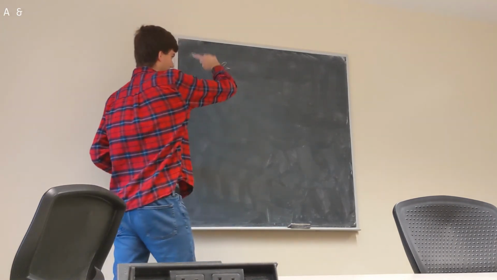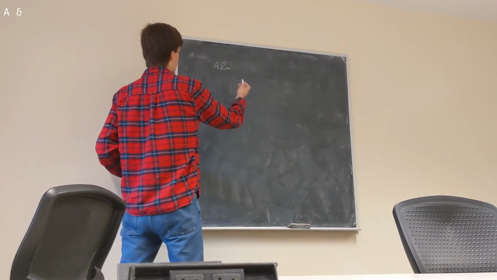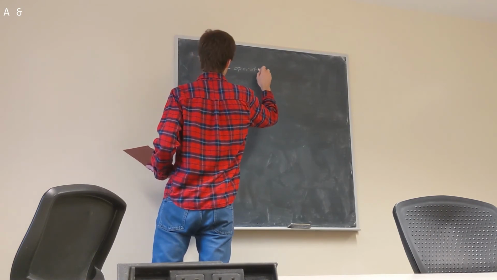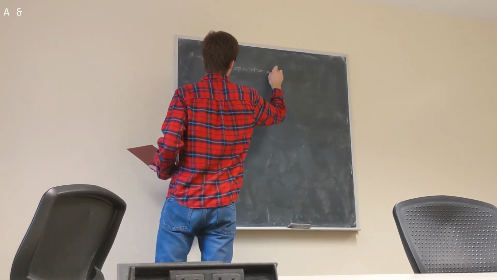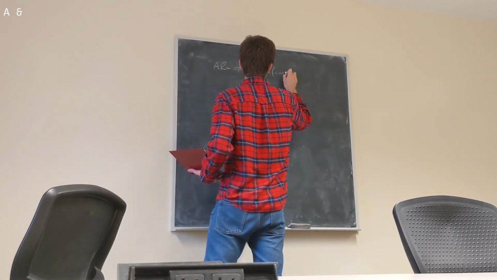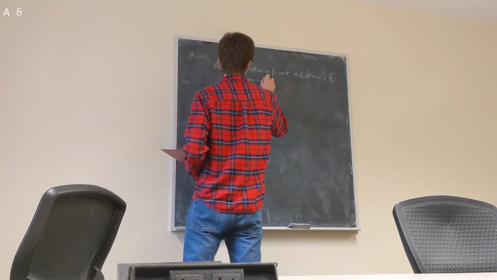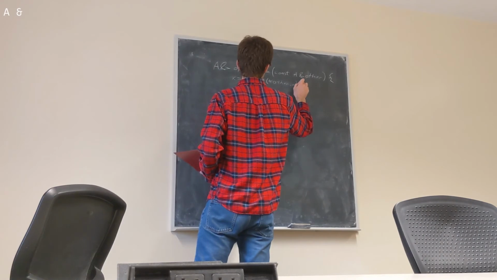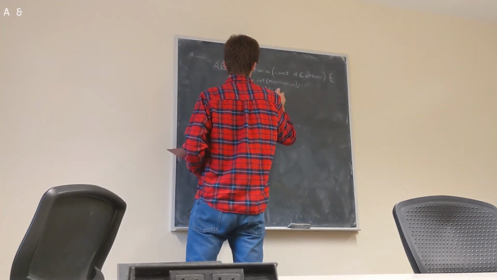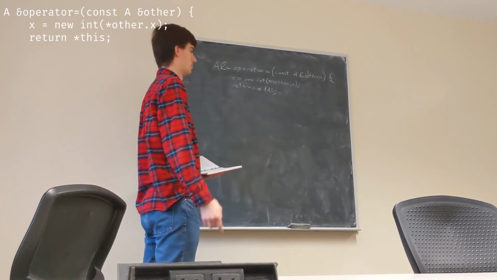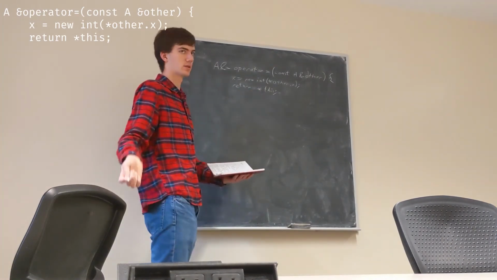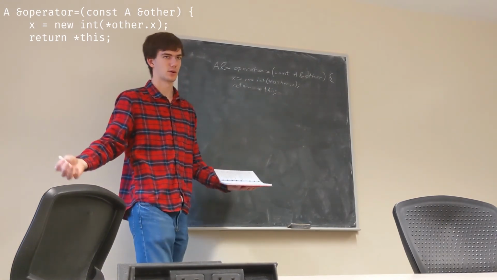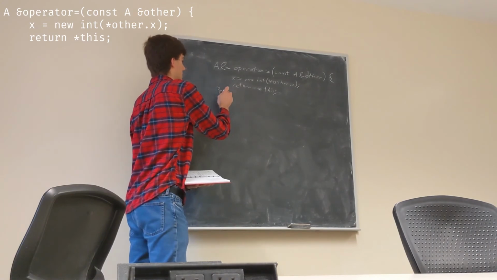So, and I'm not going to write out the whole type definition from before, but for that type, the copy assignment operator would look like this: new int, dereference other x, and you finish off by, so you know that this is the pointer to the current object, so if you dereference this, that's a reference to the current object, or technically, that is an L value representing the current object. So that's generally what you return from the assignment operator.